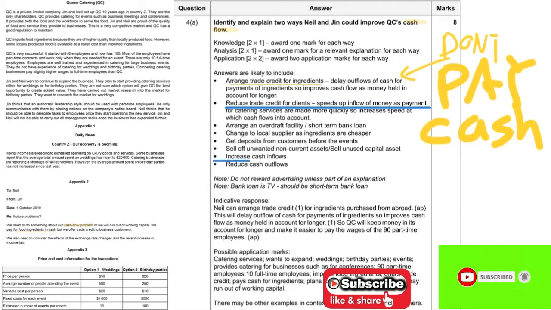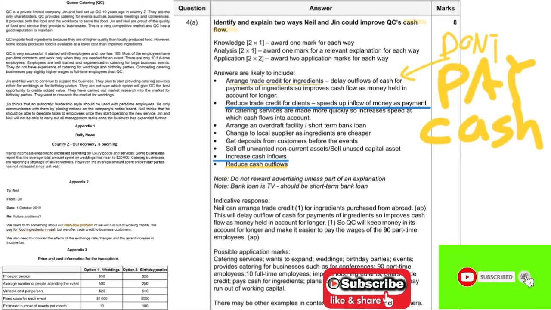So the way to do it is to increase the cash inflows, and on the other hand, reduce the cash outflow. So that's the two ways to improve the cash flow problem. These are the two ways: focus on the cash inflow and reduce the cash outflow.